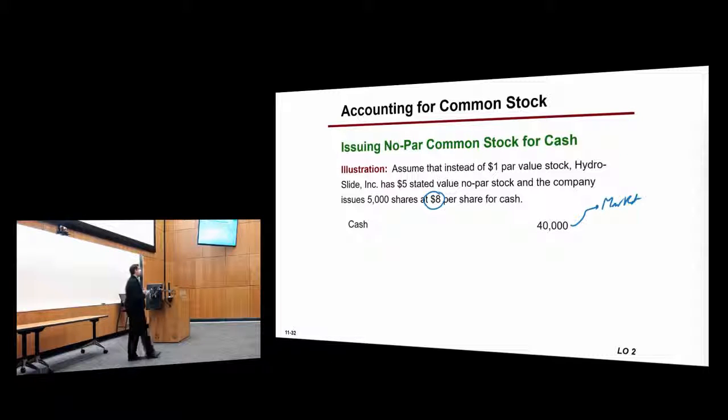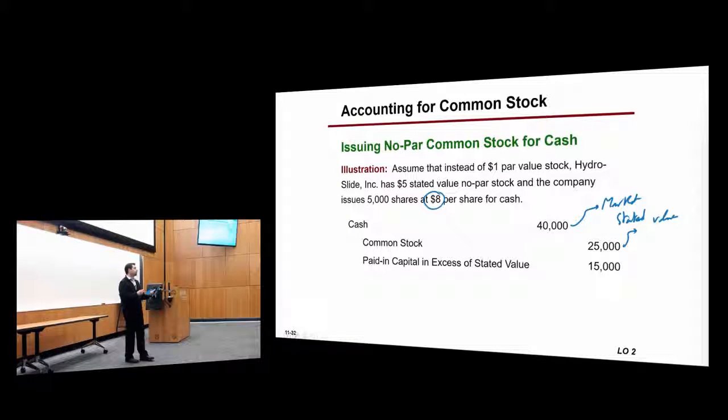Common stock will be credited at stated value. So in this case, it will be 25,000. This is stated value. The difference between the two is what? Paid-in capital in excess of stated value. It will be credited, the difference between the two, 50,000. Any questions? So here, as you try to understand the concept, it's very simple, right?